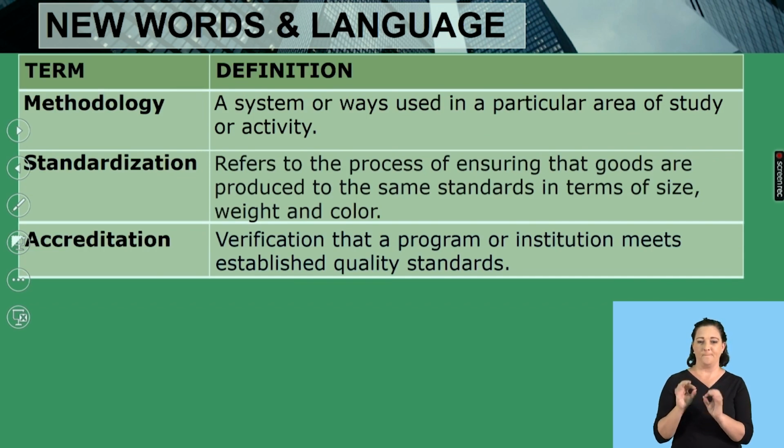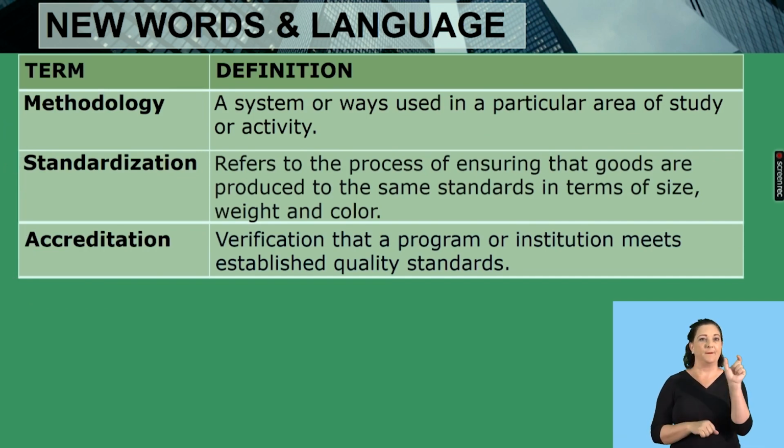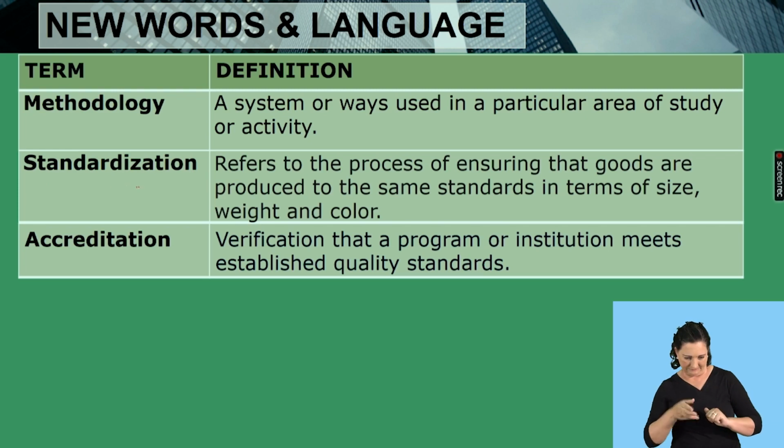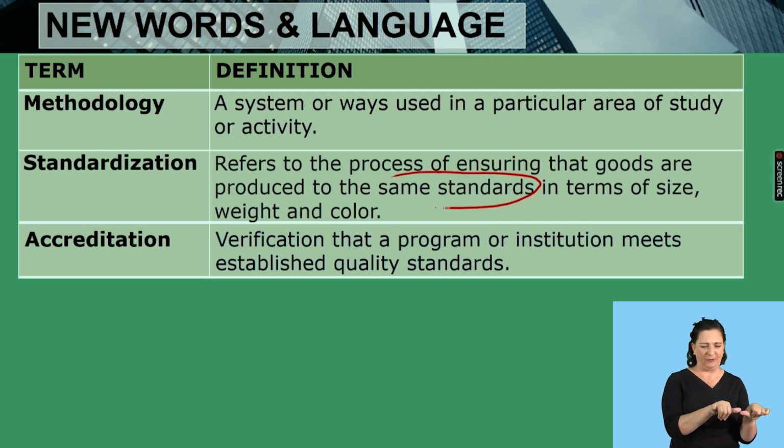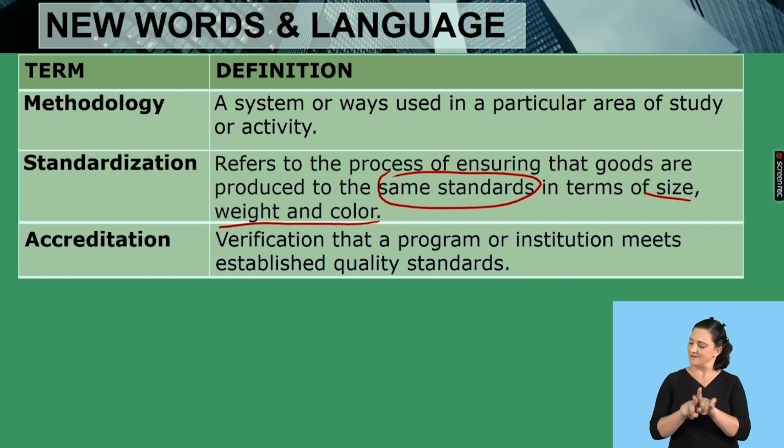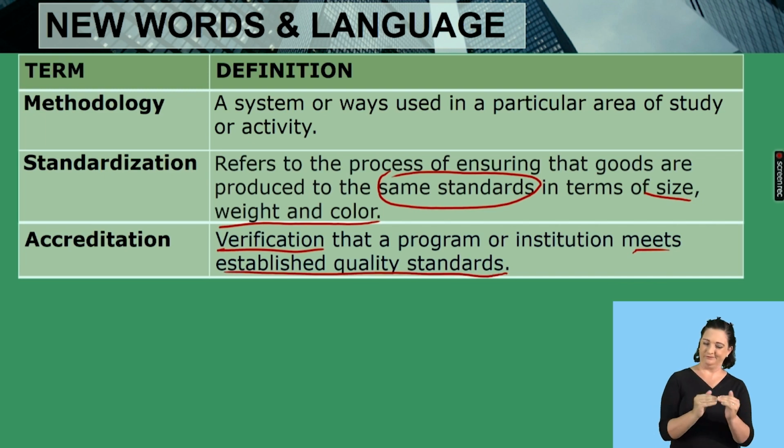We then have the word methodology, which is a system or ways used in particular areas of study or an activity. We then have standardization, which refers to the process of ensuring that goods are produced to the same standards in terms of their size, weight, and color. Lastly, we have the word accreditation, which is verification that a program or institution meets the established quality standards.